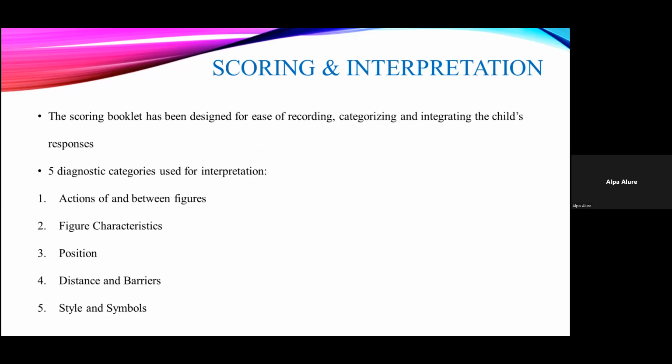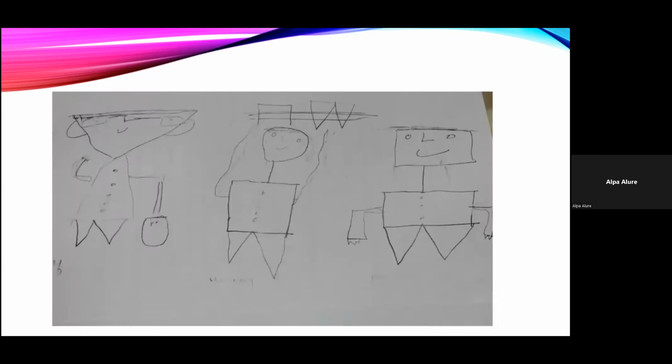Okay, scoring and interpretation. There is a clear-cut scoring booklet, and this helps us to record, categorize, and integrate the child's responses. So there are 5 categories for interpretation. What is the action of and between the figures? What are the figure characteristics? What is the position? What are the distance and the barriers that are there? And the various styles and symbols that are there.